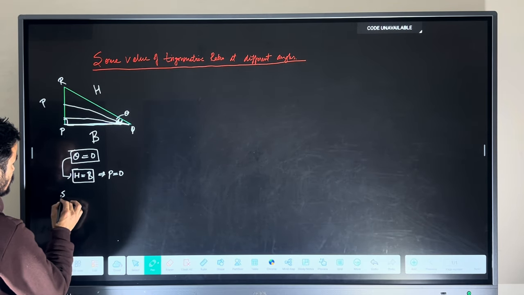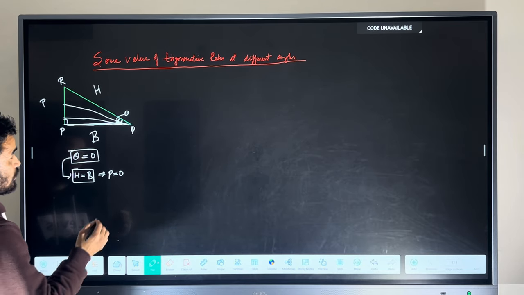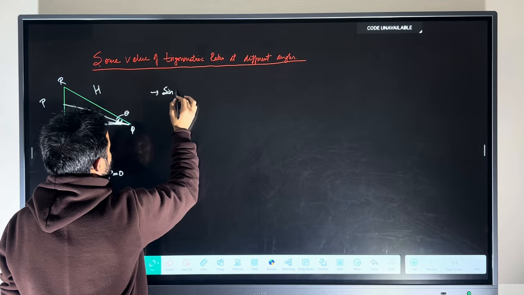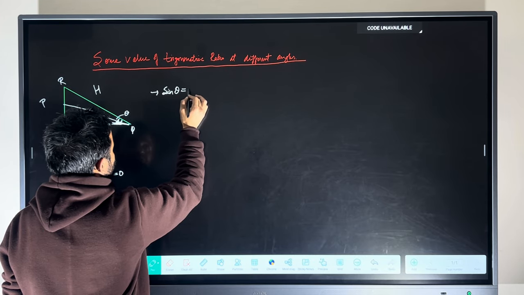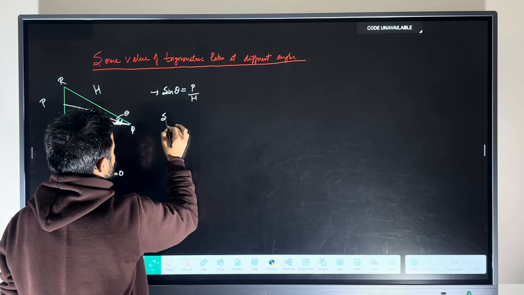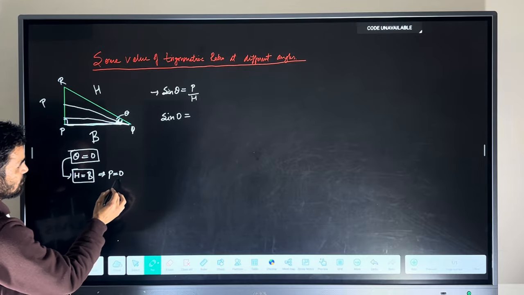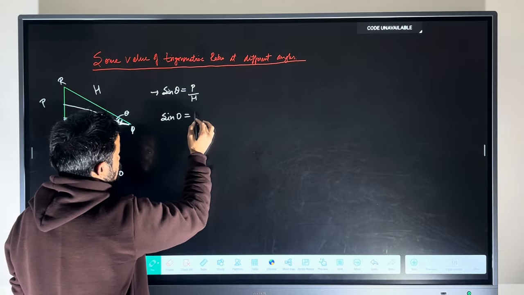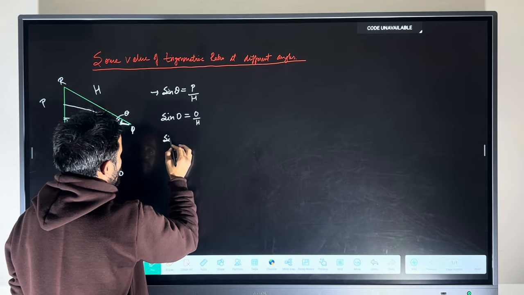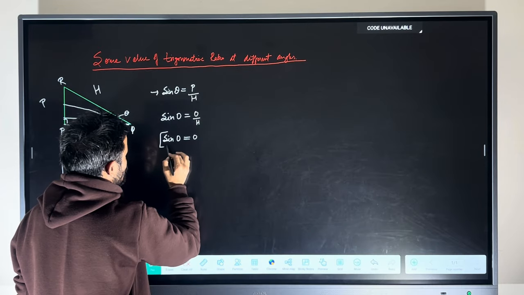Now we know that sine theta is equal to perpendicular upon hypotenuse. So sine 0 is equal to perpendicular, here perpendicular is 0, so 0 upon h, that is sine 0 is equal to 0.